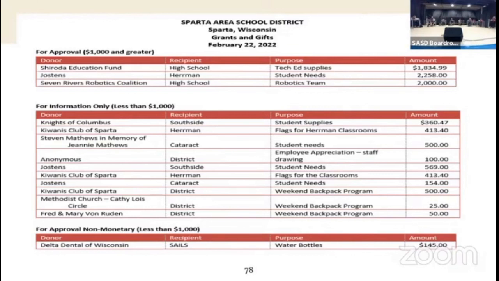Make a motion to approve. Second that. We have a motion from Mr. Lukasik, a second from Mr. Schulze to approve the grants and donations. All those in favor signify by saying aye. Aye. Aye. Opposed? Motion carries 6-0, one absent.